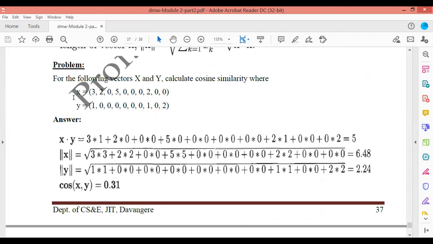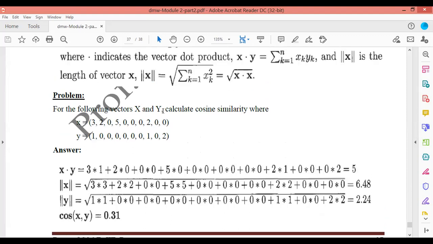if you look at the problem here, for these two vectors, we need to calculate the cosine similarity. So the x and y vectors are given. The x vector is 3, 2, 0, 5, 0, 0, 0, 2, 0, 0, and y is equal to 1, 0, 0, 0, 0, 1, 0, 2. So these are the x and y vectors. We need to calculate the cosine similarity here.